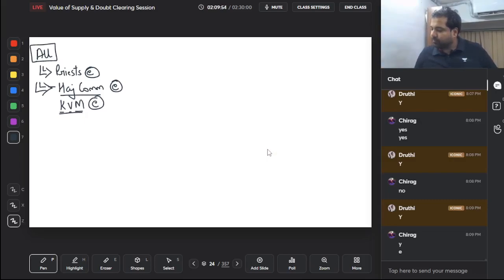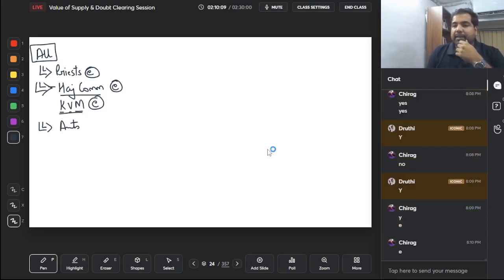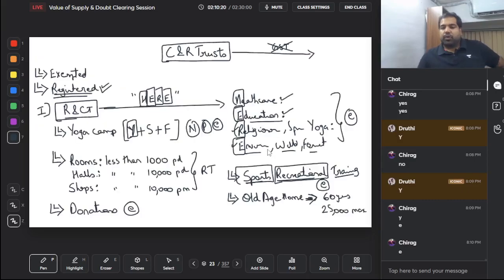Next, guys, anyone giving arts training, Indian classical art like painting, dancing, singing, classical Indian arts training. How do you remember between arts and sports? Guys, A for arts, A for all. Anyone can be doing this. This will be exempt. But sports training, who should be doing, guys? Sports training only registered trust should be doing.